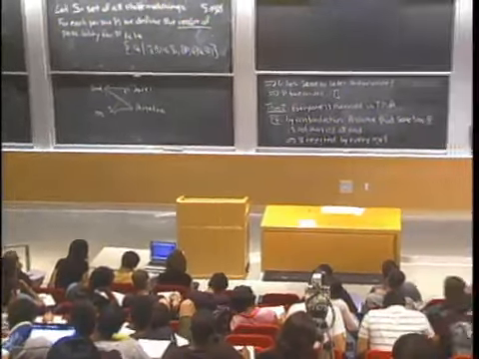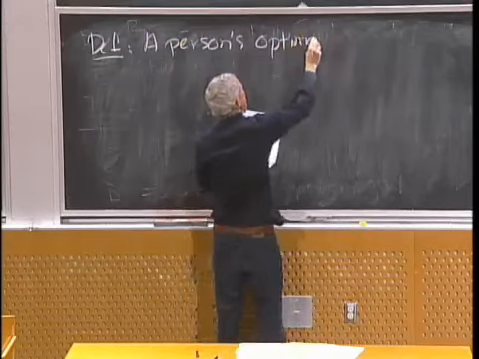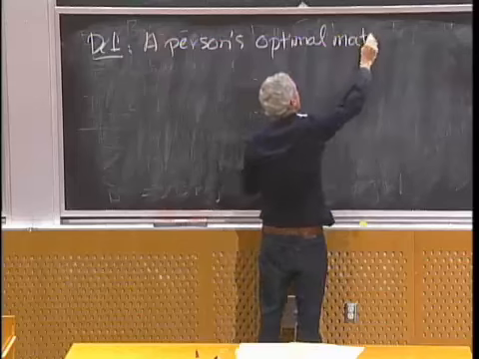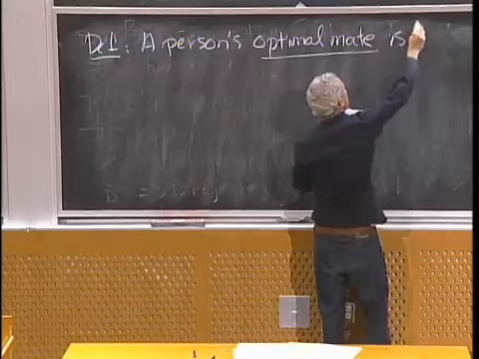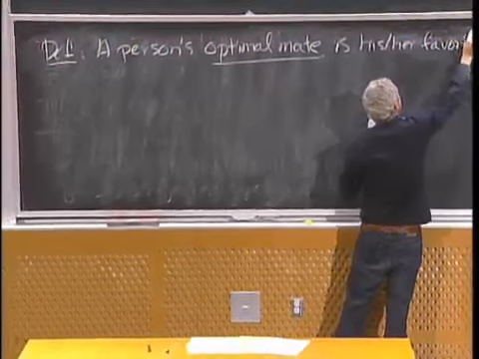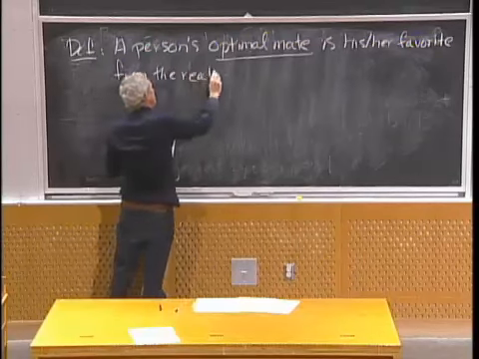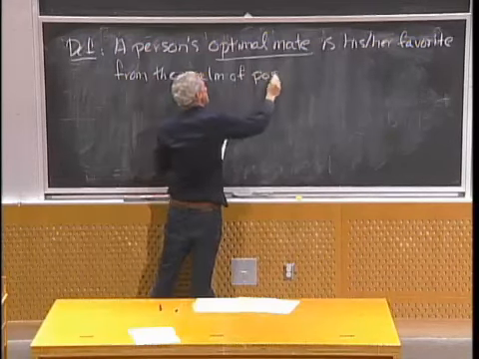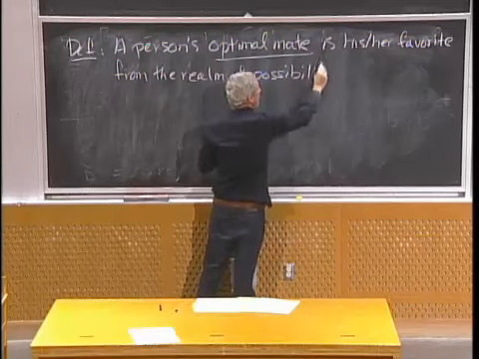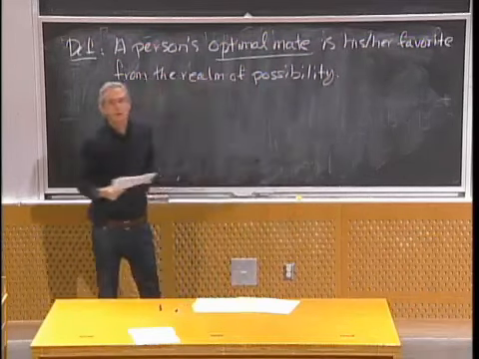All right, so we define a person's optimal mate to be his or her favorite in the realm of possibility. So your optimal mate is not your favorite overall. It's just your favorite among those who are possible, that there is a stable matching that you could be matched to that person.